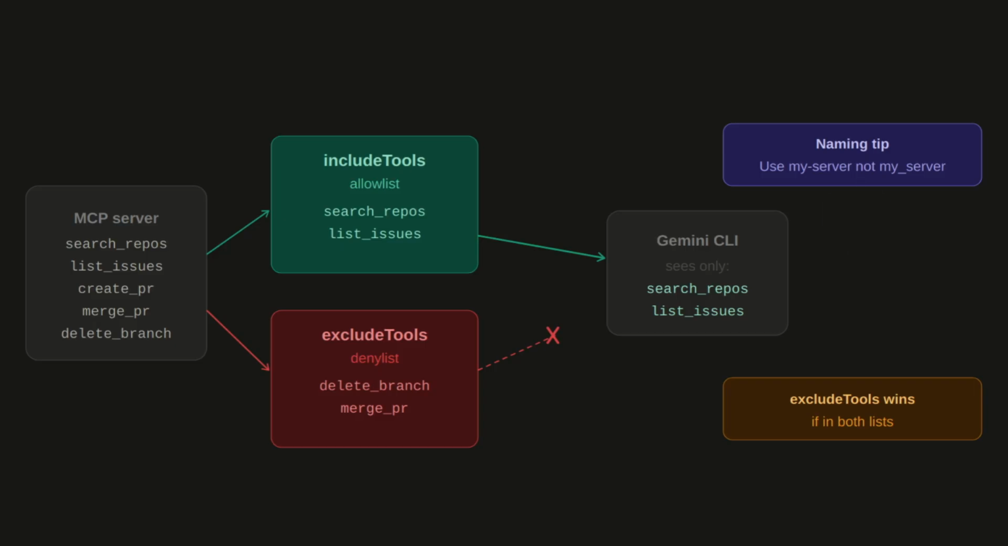Two other config properties worth knowing about: includeTools lets you specify an allow list of tool names from a server. Only those tools will be available to Gemini even if the server exposes more. excludeTools does the opposite, a deny list of tools to block. If a tool appears in both lists, excludeTools takes precedence. These are useful for limiting Gemini's access to only the tools relevant to your workflow and for reducing the number of tools Gemini has to reason about at once.